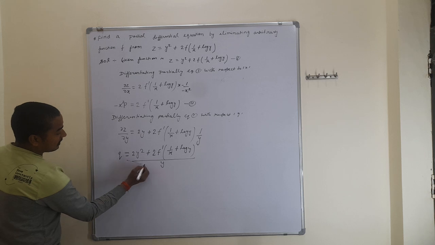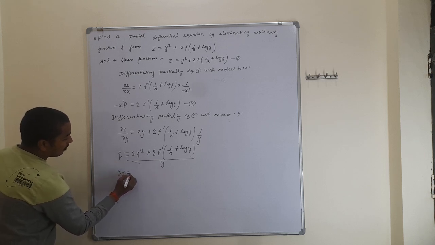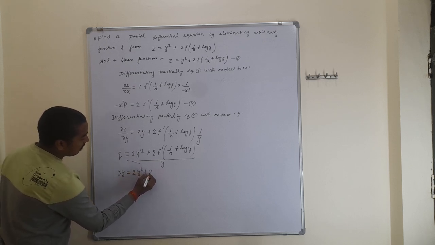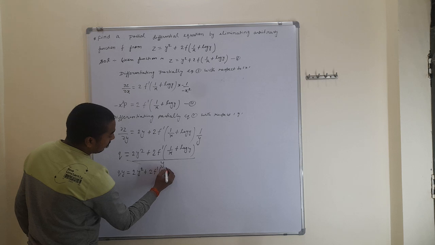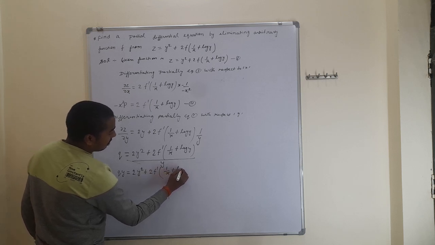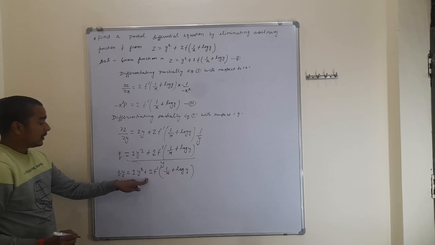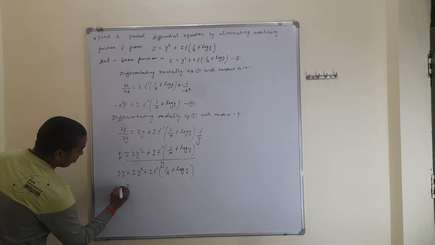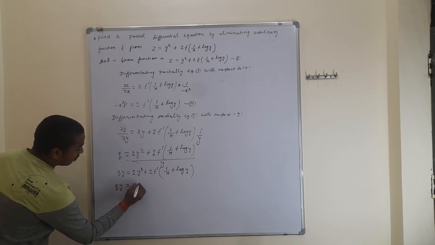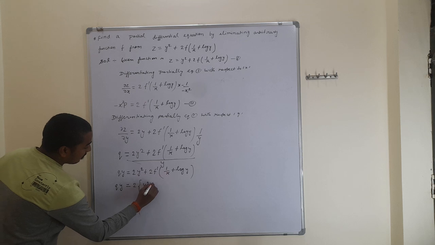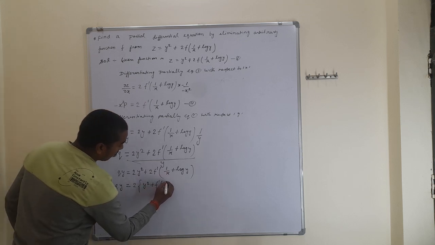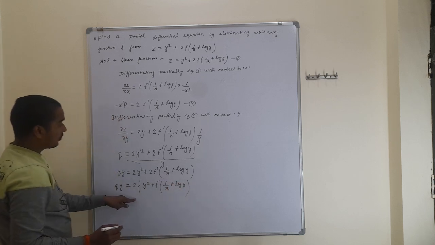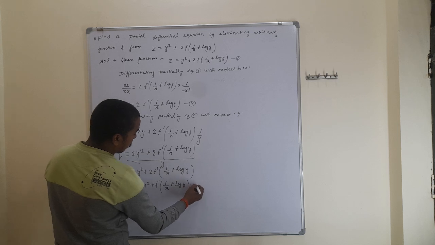From here on cross multiplication, qy = 2y² + 2f'(1/x + log y), and taking 2 common, qy = 2[y² + f'(1/x + log y)]. This is equation 3.